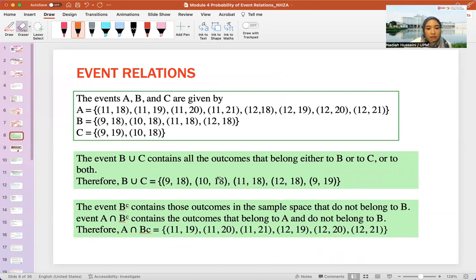So B union C is all the outcomes that belong to either B, C, B or C, or both. So, B or C or both. This is not right. 9, 19, 10. Oh, I think I made a mistake here. Okay, what about this one? 11, 19, 11, 20. Okay, this one looks right. Okay, let me double check on this one.